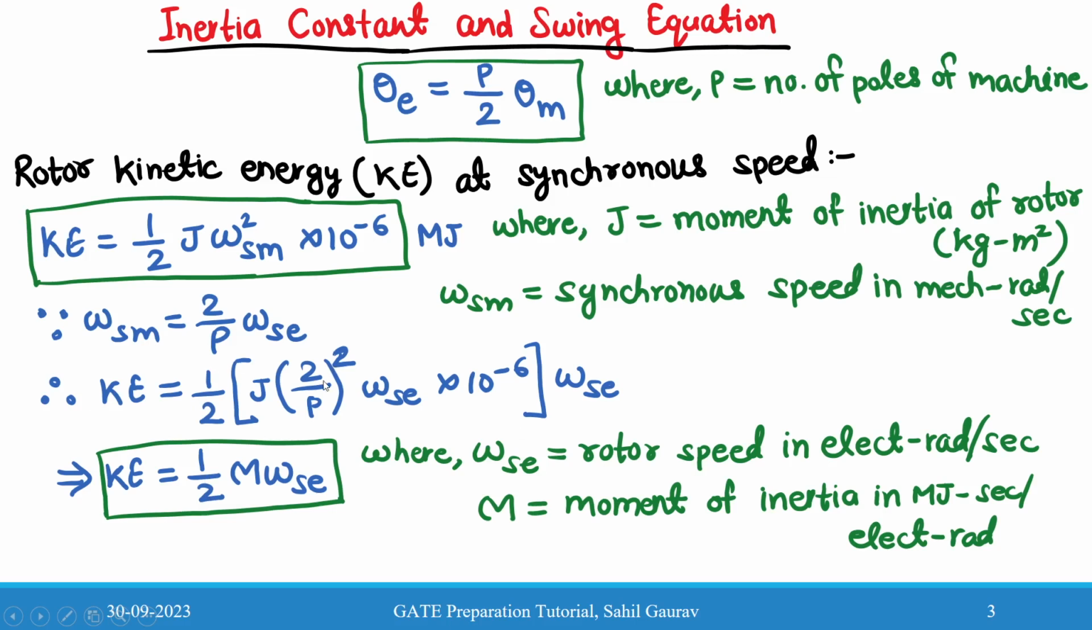So I think J is inertia constant and M is moment of inertia. No, this is the moment of inertia. Inertia constant, we will see. This is the correct one. This is correct. Don't confuse here.